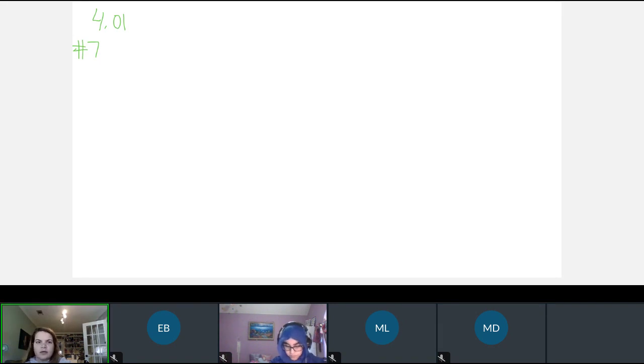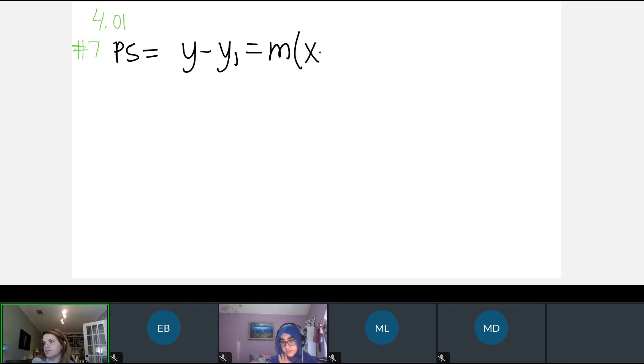Let me pull this up over here so I can see both screens. There we go. All right, so the directions say to write the equation of the line in point slope form, and then it says write the equation in slope intercept form. So the first thing we have to do is write it in point slope form. Point slope form is y minus y1 equals m times x minus x1.